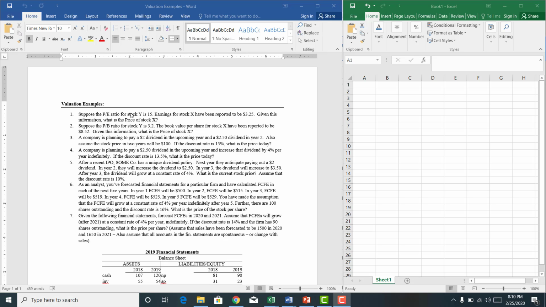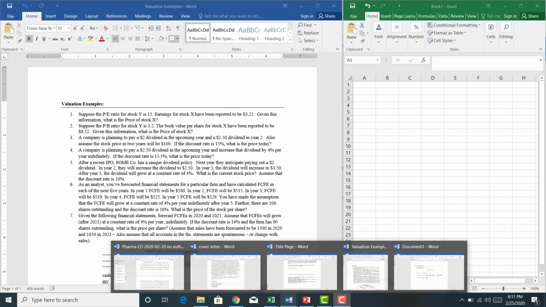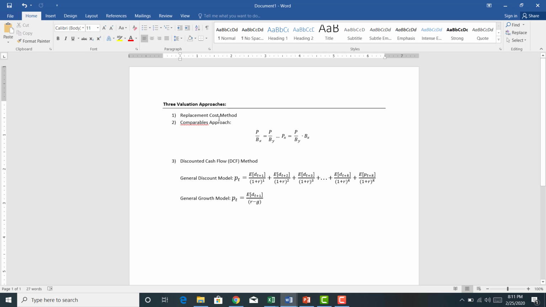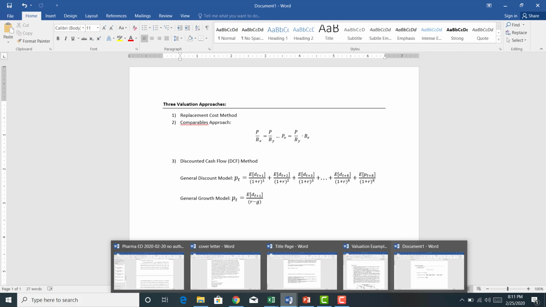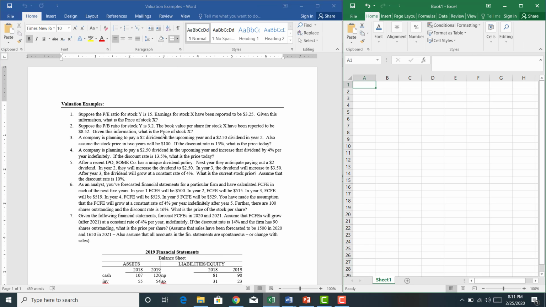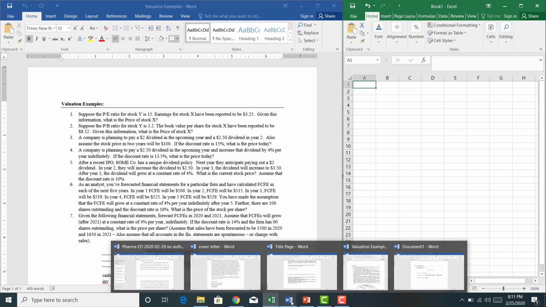Suppose the PE ratio for stock Y is 15. Earnings for stock X have been reported to be 3.25. Given this information, what is the price of the stock? In the previous video, we talked about the different valuation approaches, the replacement cost method, the comparables approach, or the discounted cash flow method. It should be obvious to you that we're going to use the comparables approach to solve problem 1.